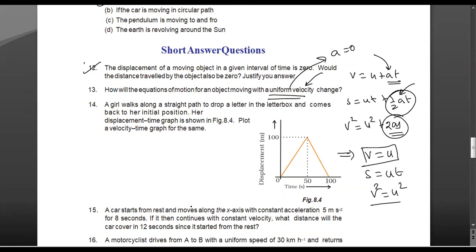So what would be its velocity from 0 to 50 seconds? If it is covering 100 meter in 50 seconds, then what would be its velocity?